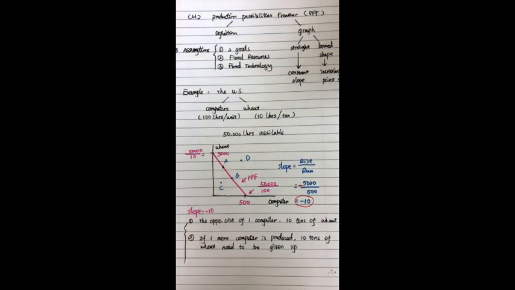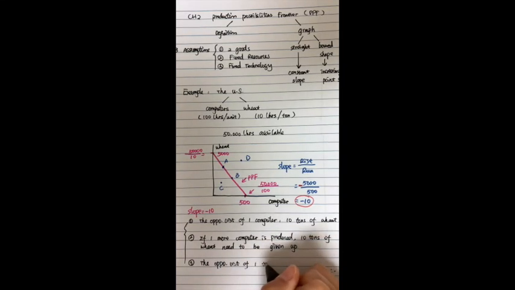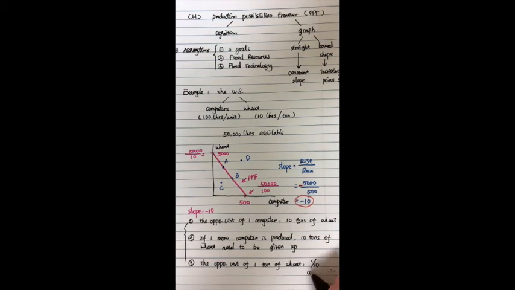Okay, that will be our second interpretation. We can also interpret the opportunity cost of 1 ton of weight is 1/10 computer. Okay, so those are the three ways to interpret this negative 10.